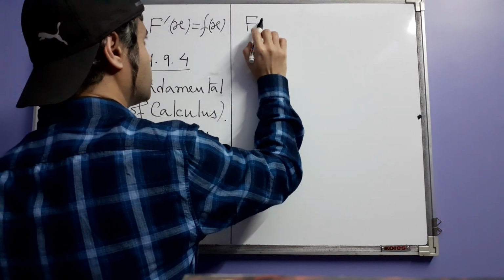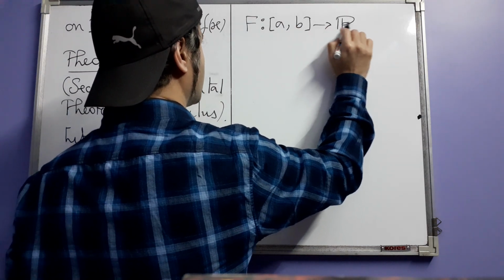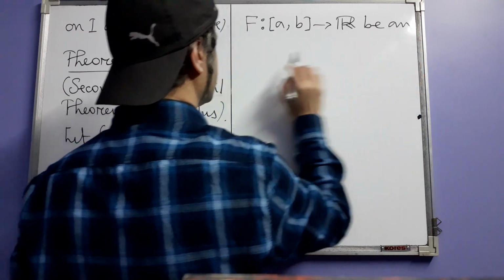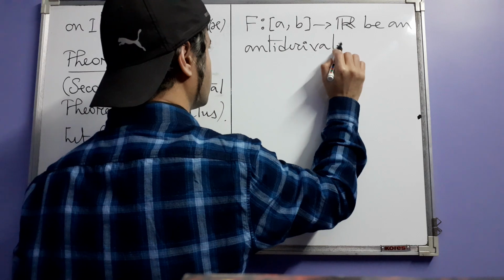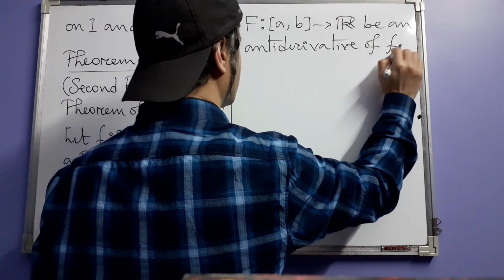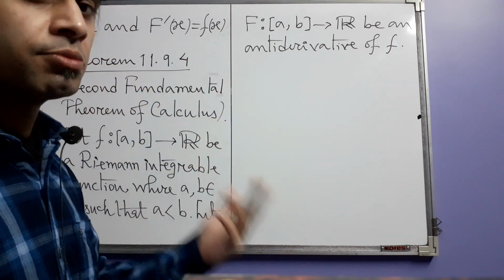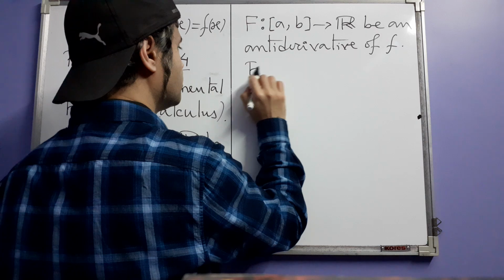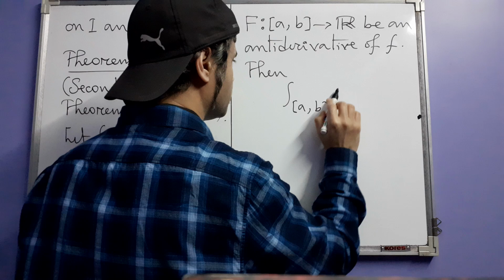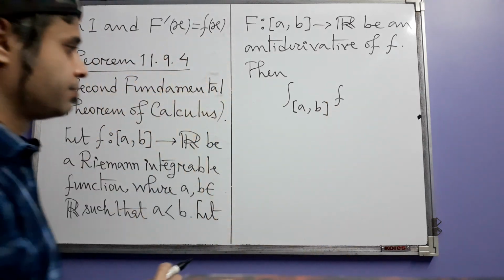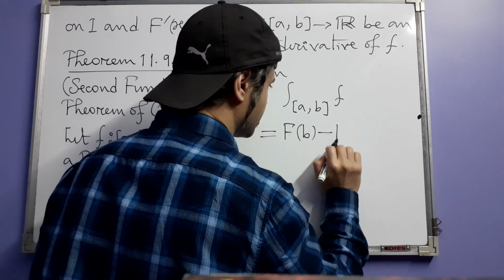Let capital F from a comma b to R be an antiderivative of small f. That means small f has an antiderivative, at least one antiderivative, and capital F is one such. Then the integral of small f over its domain is capital F of b minus capital F of a.